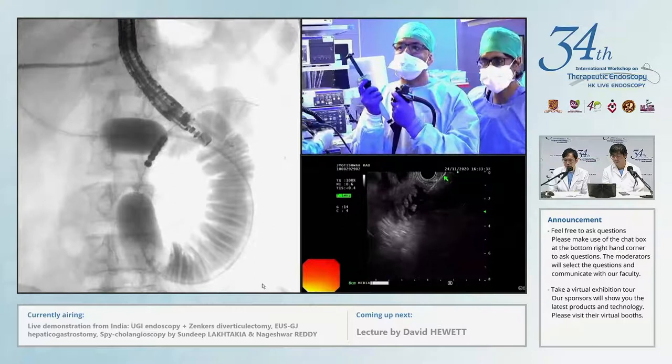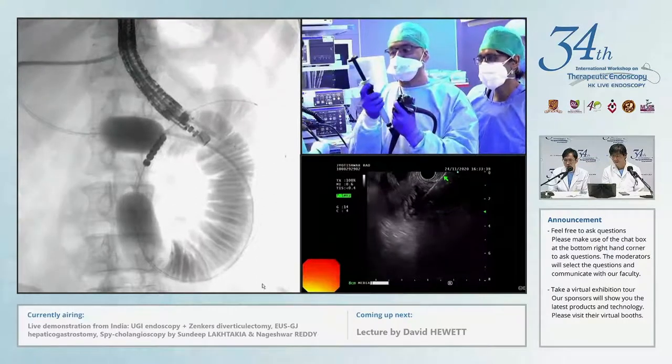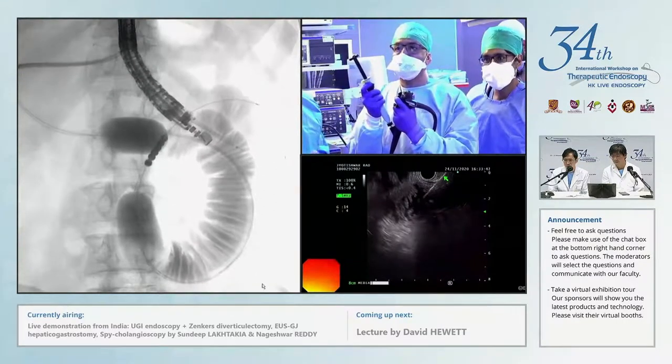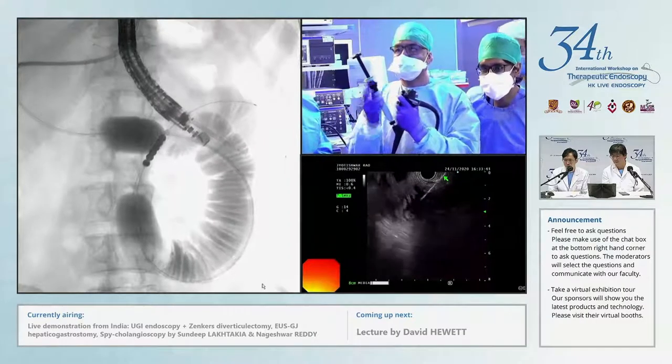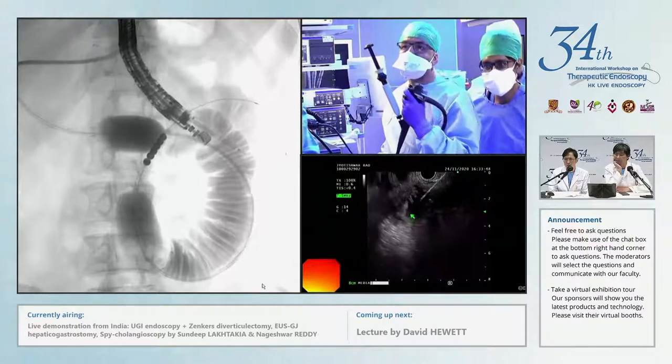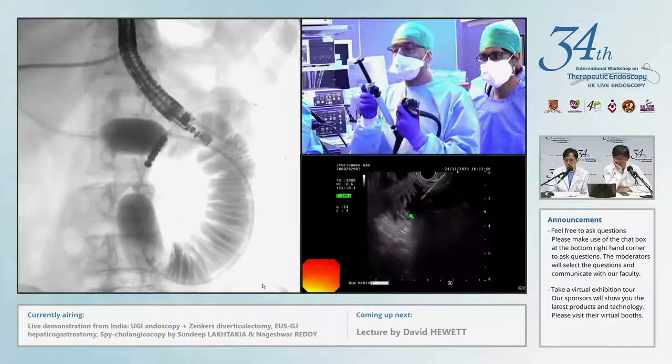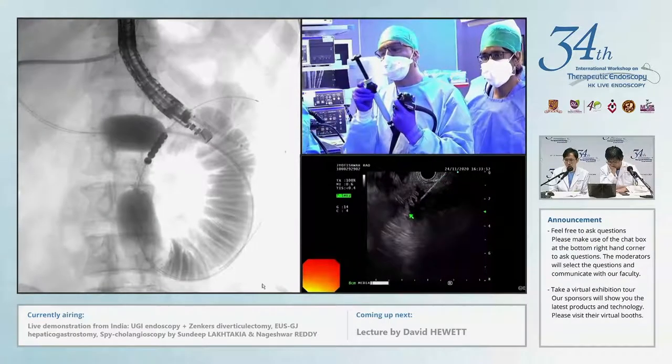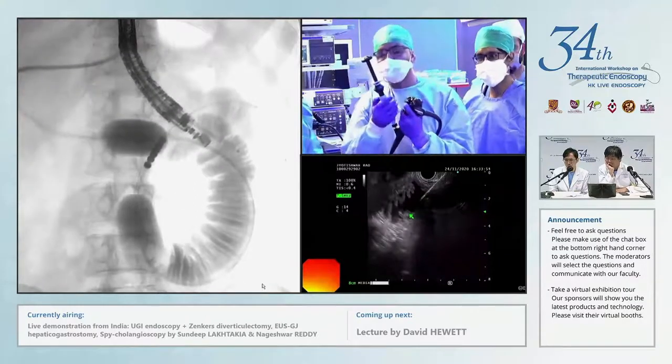So once we are in, a little more, okay. Yeah, you can appreciate that the delivery system of the stent is well inside the jejunal loop. So that's the tip somewhere here. Yes, that's the tip. Now we are moving to the second step of the stent deployment.